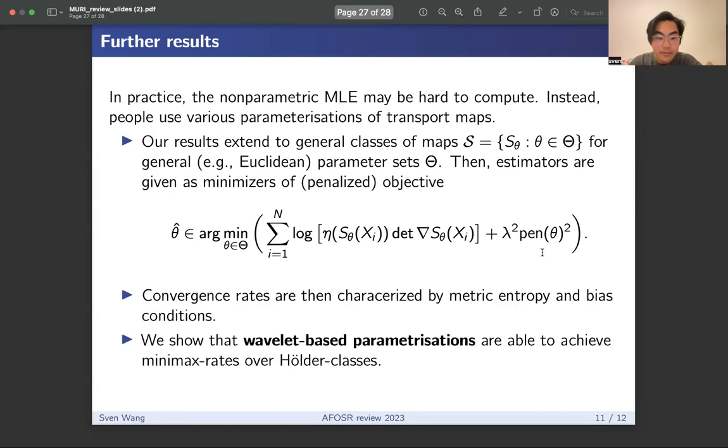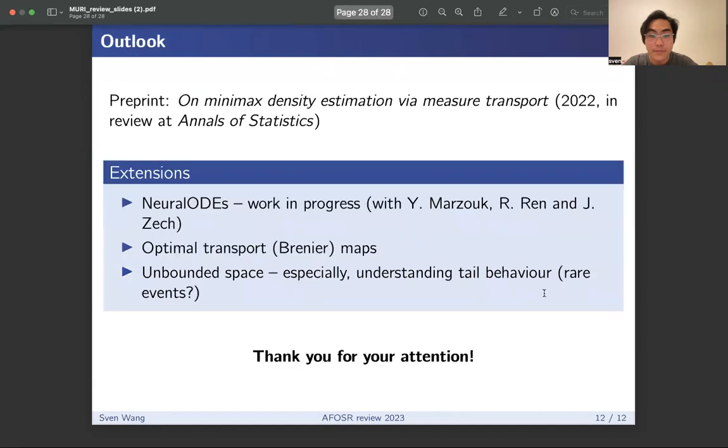Okay, and then our paper has a result which characterizes convergence in terms of general metric entropy properties and bias conditions on the class. And due to time, unfortunately, I can't go into detail. But one takeaway from this is that you can use the general theorem to show that actually wavelet-based parametrizations are able to achieve minimax rates as well. And they're computationally much more convenient.